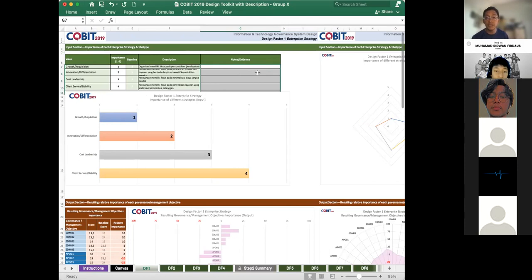You need to provide the notes or the evidence why you put number 1, why you put 5 there. You need to justify each of your answers. So you cannot do something recklessly, you cannot do something that is actually not right.